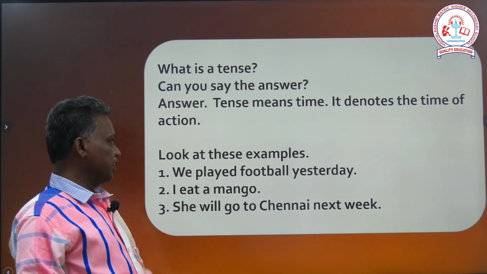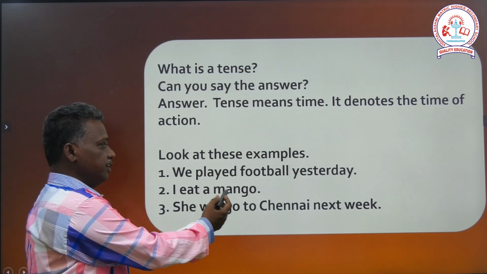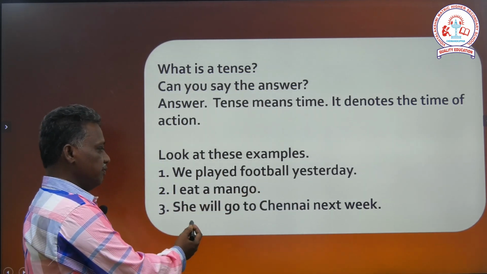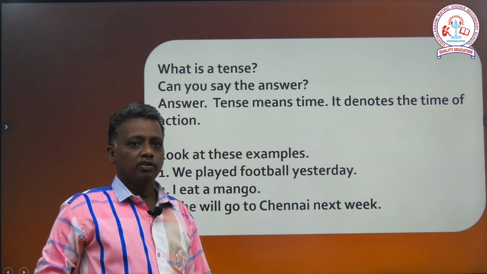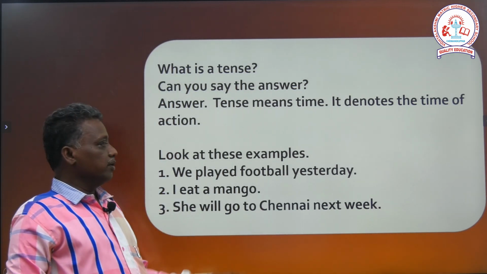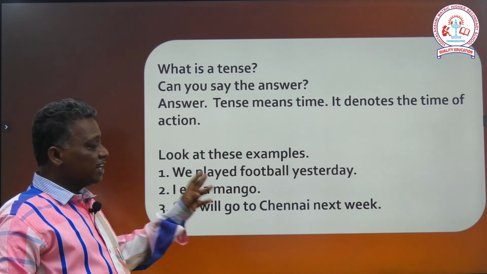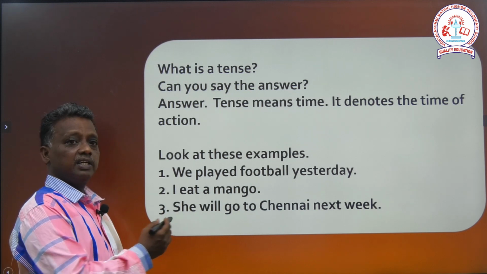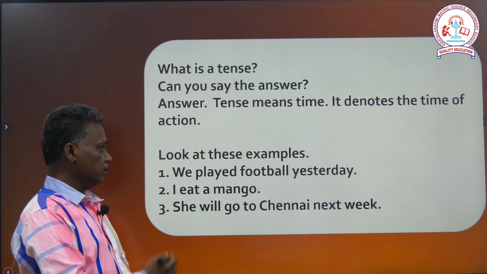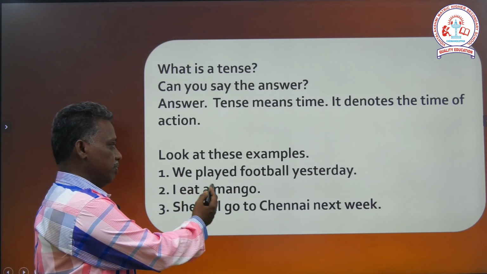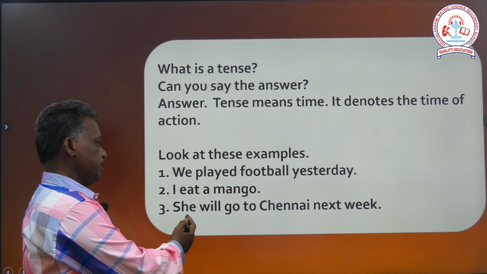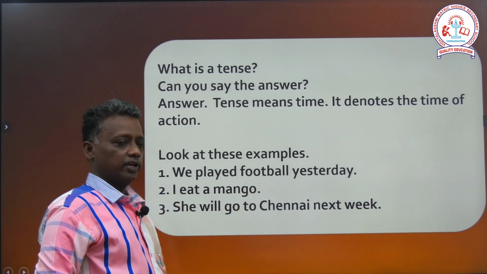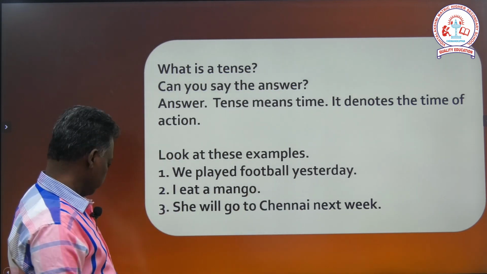Okay, look at these examples. We played football yesterday. I eat a mango. She will go to Chennai next week. So these are some sentences. Can you identify what tense they are? Please look at the sentences. In which tense are they? First one, we played football yesterday. I eat a mango. She will go to Chennai next week. Shall I show the answer?